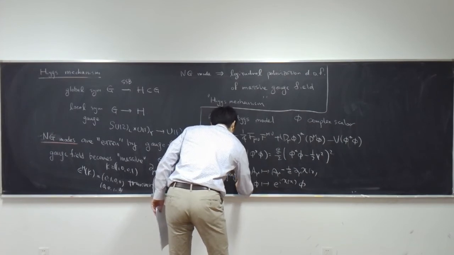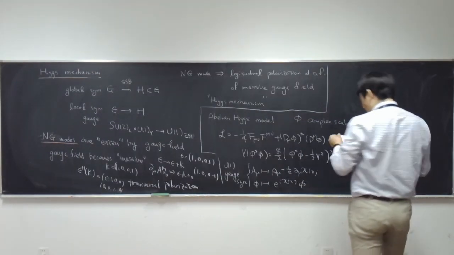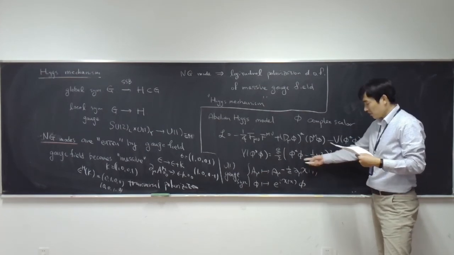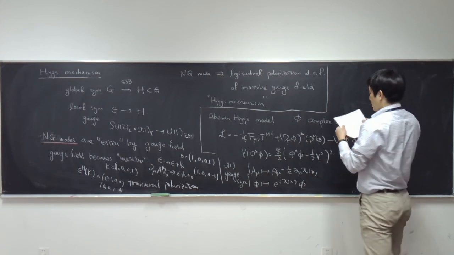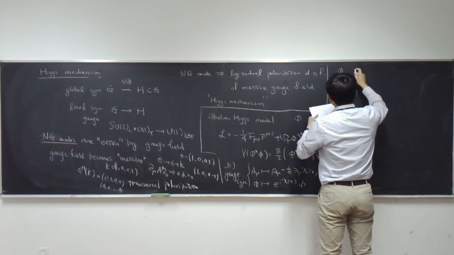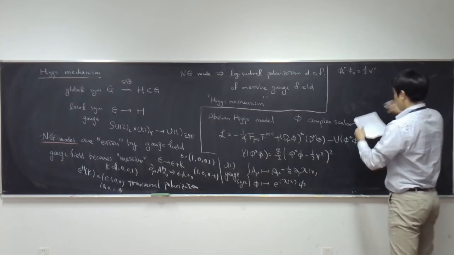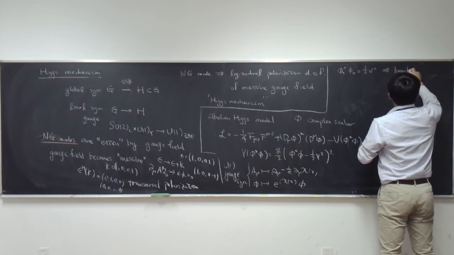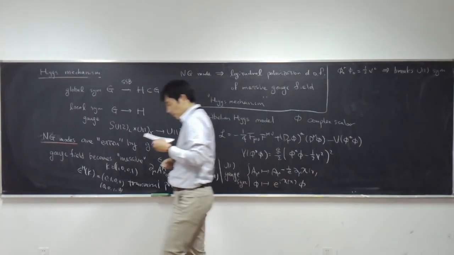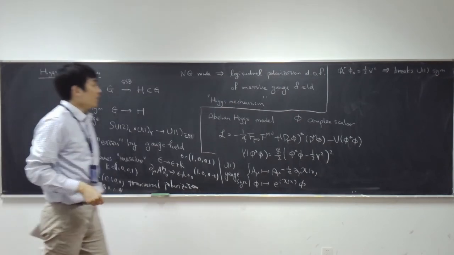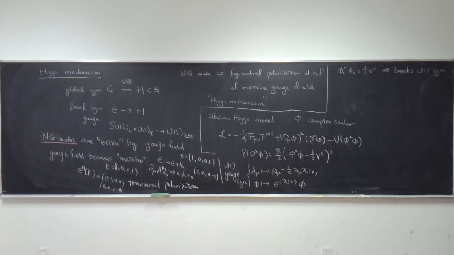This is the U(1) gauge symmetry. Now we have a similar potential, and so the vacuum can take phi 0. For instance, phi 0 star phi 0 is equal to one half v squared. So the vacuum takes this value, which breaks the U(1) symmetry. The idea of the Higgs mechanism is that it in fact breaks the U(1) gauge symmetry, as we will see from now.